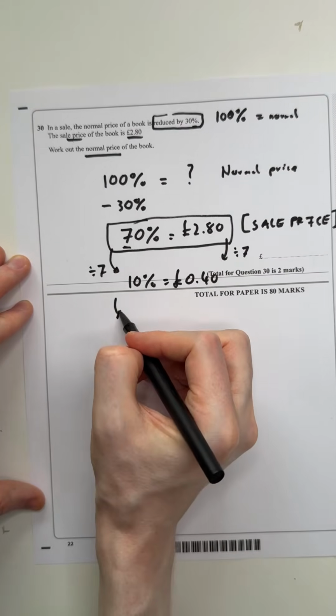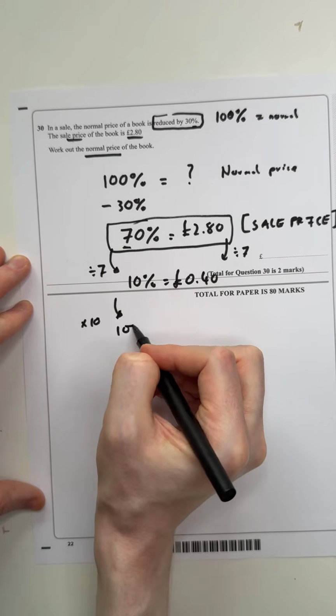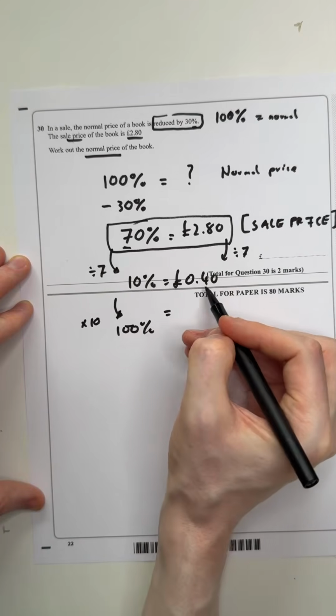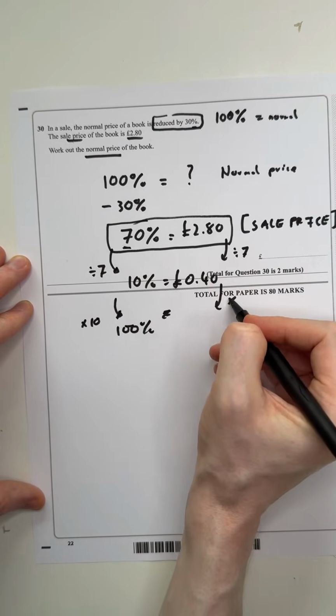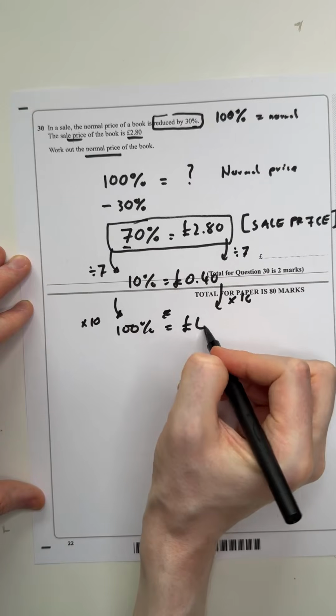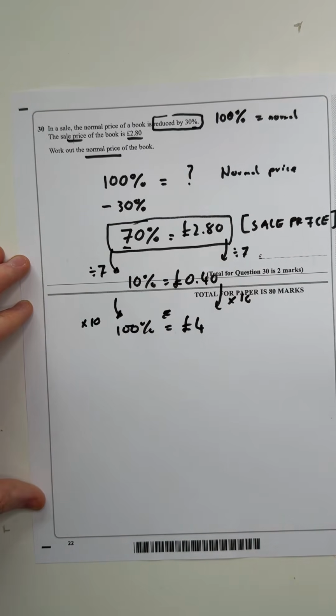How do you get from 10 back to 100? You just times it by 10. 10 times 10 is 100. And 0.4 times 10 will give you £4. So the original price of the book is £4.